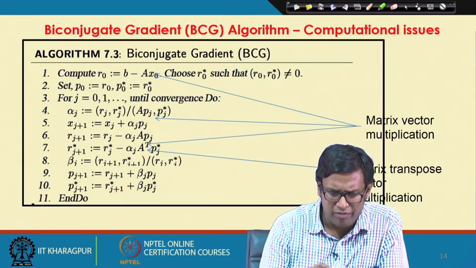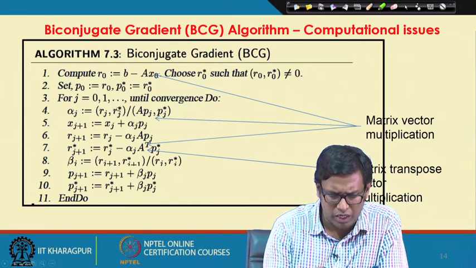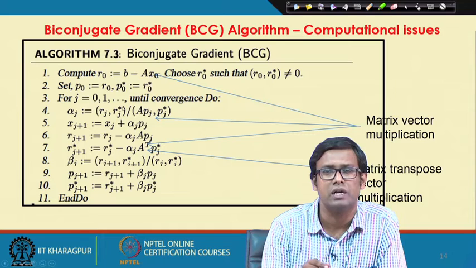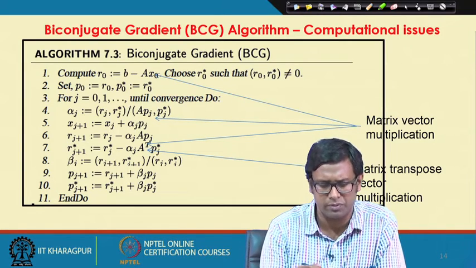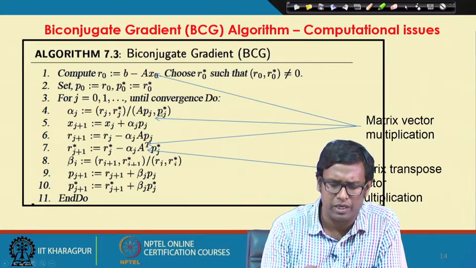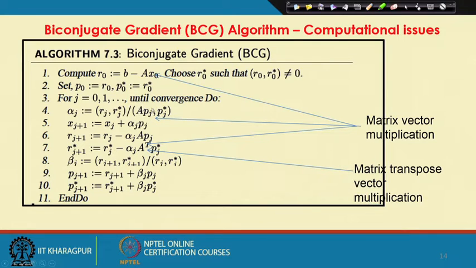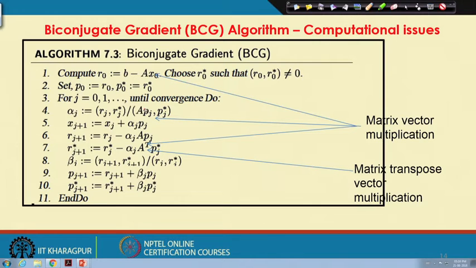If I look into the term alpha, alpha is obtained through r dot r star. R star is the residual in the left space, or A transpose Krylov space, and R is the residual of Ax equals b, divided by a dot product between A p and p star. P star is again an auxiliary vector in the left Krylov subspace, or Krylov subspace of A transpose r0. Now, A p is one matrix vector multiplication I am doing, which is used to calculate alpha.